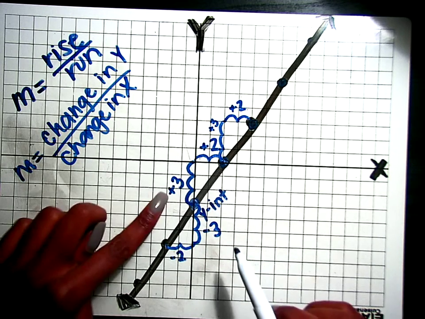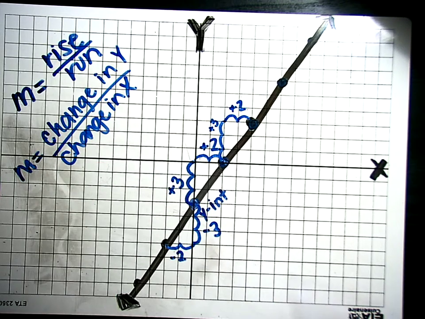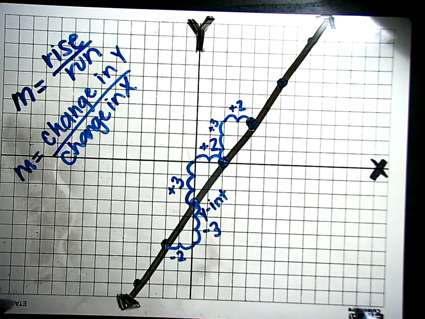Now wait a minute. This is +3 and this is -3. This is +2 and this is -2. How is that the same slope? Well, think about it. When we put it into our actual equation, it's going to equal the same thing.